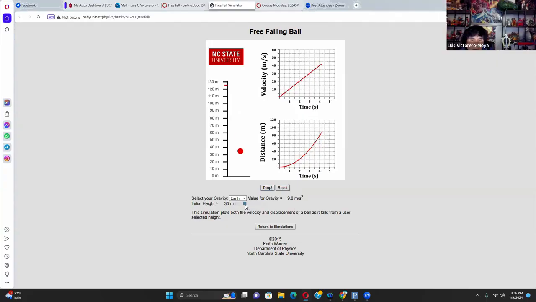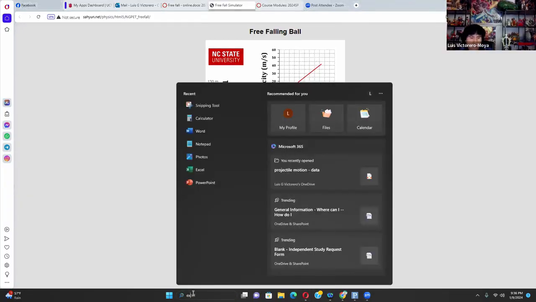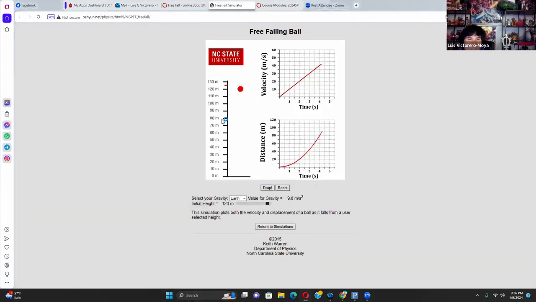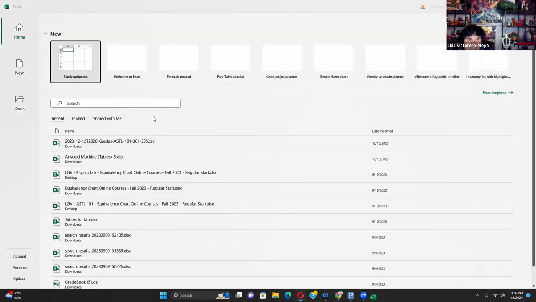So let's use some values of height. Let's start with, here you can go to 130. So let's start with 120, and then let's do a few values. Remember, you have access to Excel via Union College or any college website that will have free access for you guys.